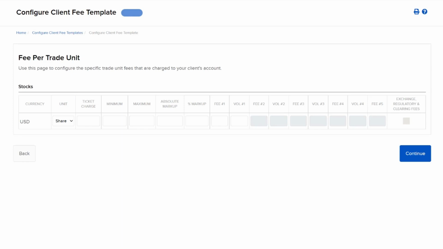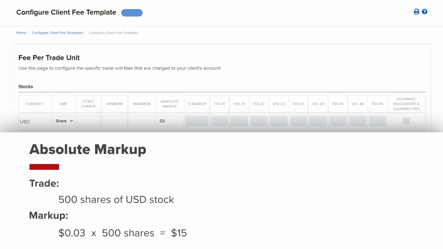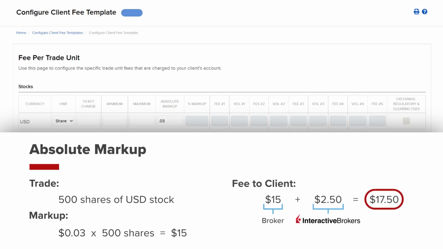The absolute markup amount can include up to 3 decimal places. For example, the broker enters 0.03 into the absolute markup column for US dollar stocks. This means the broker intends to charge 3 cents per share for dollar stocks on top of IBKR's commissions. Therefore, if the client placed a trade for 500 shares of a dollar stock, then the markup would be 3 cents times 500 shares equals $15, so the client would be charged $17.50, $15 broker markup, plus $2.50 IBKR commissions.